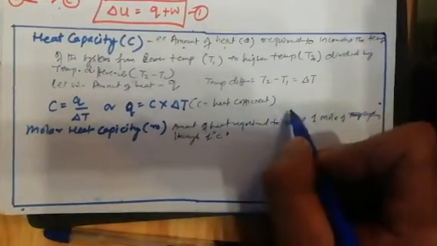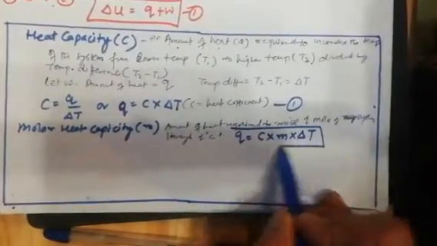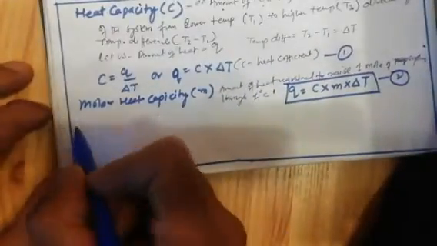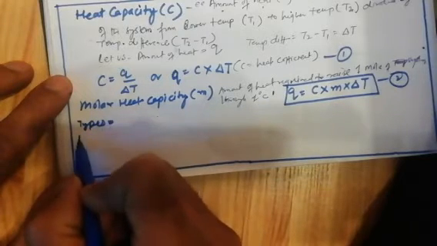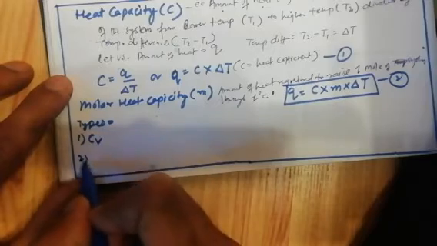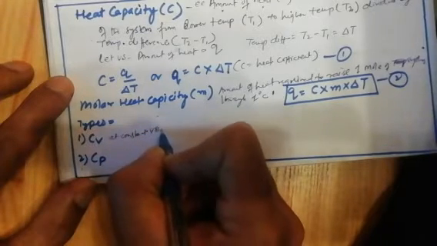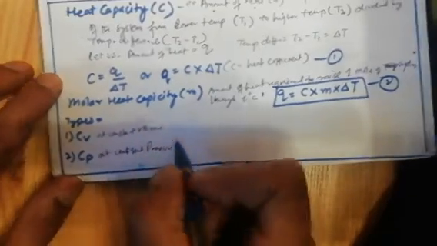So now we are going to add molarity in equation 1. So it becomes Q is equal to C into M into delta T. This is the general equation of heat capacity. Now we are going to relate CP with CV. There are two types of heat capacity: number one is CV, and number two is CP. CV is at constant volume and CP is at constant pressure.